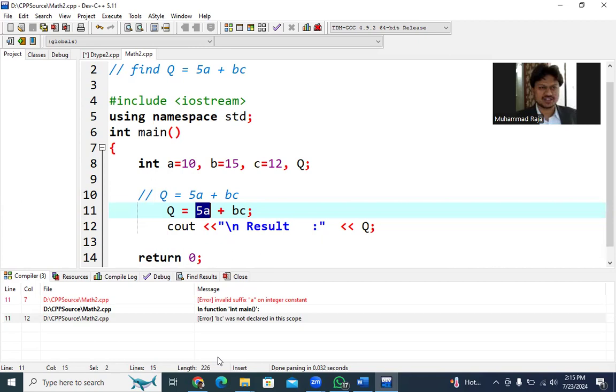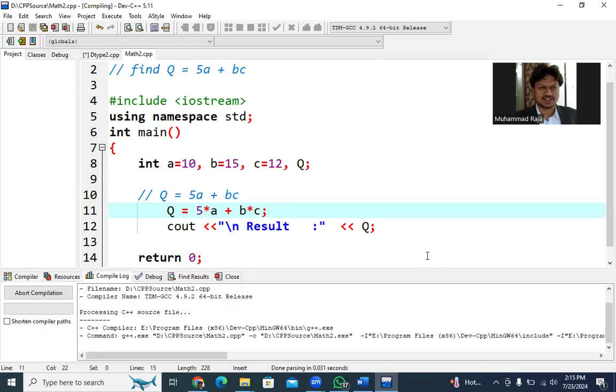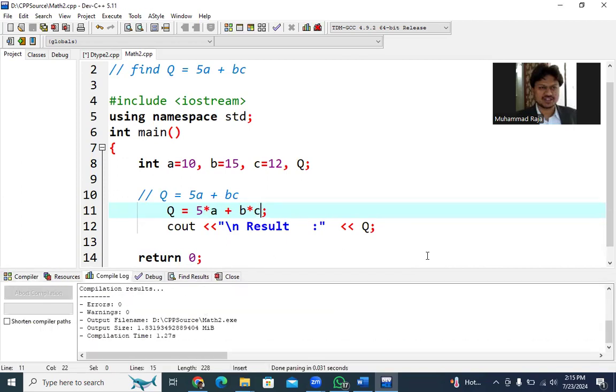It's just reading 5A, and 5A is not there. It's reading BC, and BC is not there. So here we made a little change. We have to write a symbol of multiplication here, and similarly in BC, a symbol of multiplication too. The computer can now understand that I'm asking for 5 multiplied by A, then plus B multiplied by C. Only in this scenario will it be able to execute your program. Now with F9, you get 0 errors, 0 warnings, and you can go with the output.